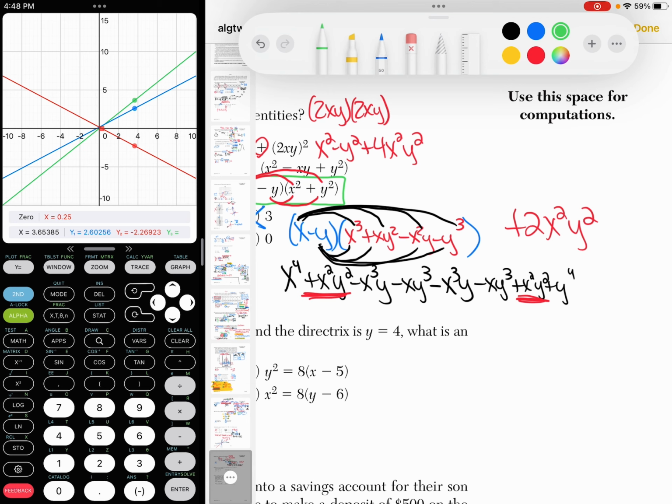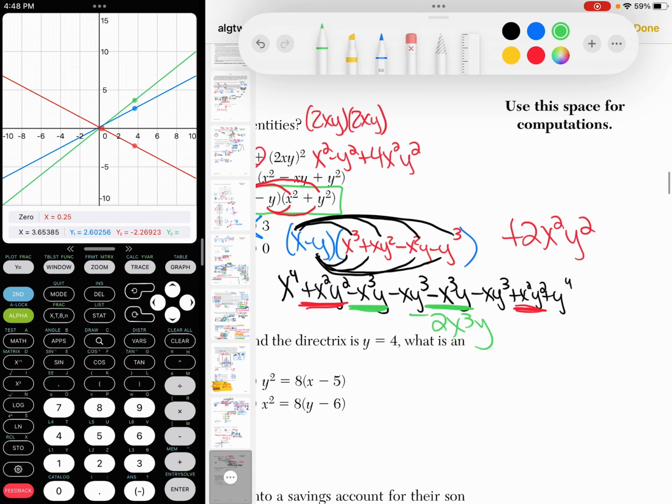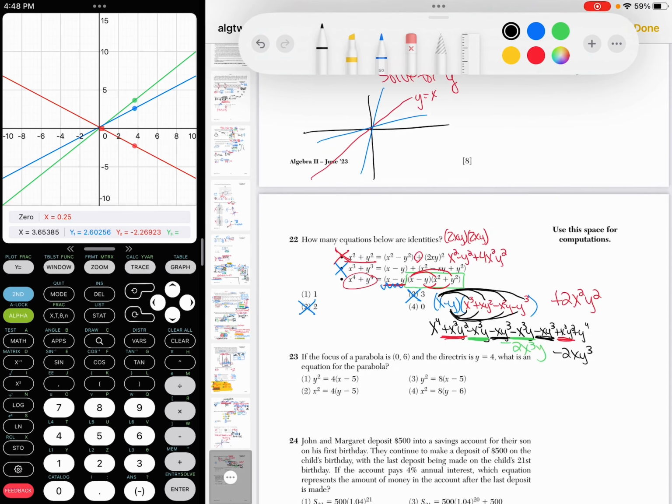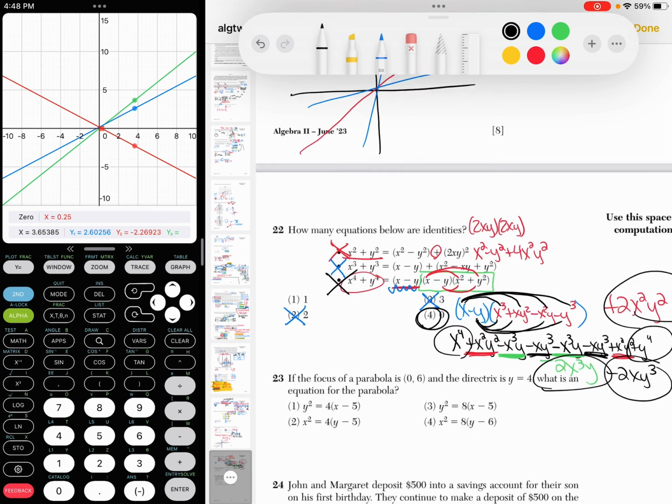So when I try to do my negative x to the third y, negative x to the third y, those do not cancel either. That would get me a negative 2x to the third y. Everything's not really canceling out. This does not cancel with this either. I get negative 2xy to the third. So because those things are still going to be part of the answer as well as this and this, it is not equivalent, which means none of them are equivalent.